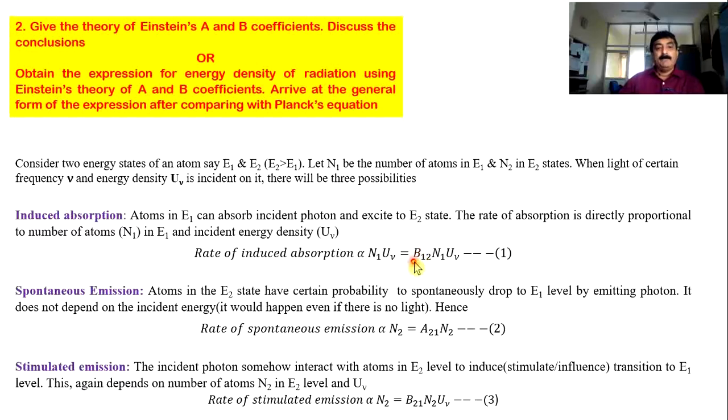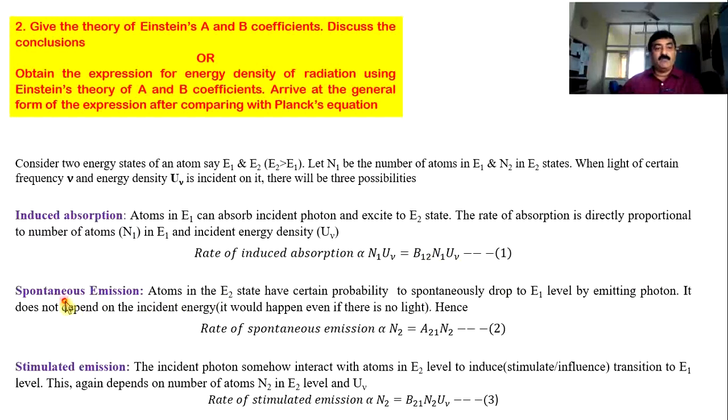Please remember B stands for stimulated or induced. 1 stands for ground state, 2 stands for excited state. 1, 2 means absorption, 2, 1 means emission. I repeat, B stands for stimulated, A stands for spontaneous. 1, 2 means absorption, 2, 1 means emission. Okay, I have first equation with me.